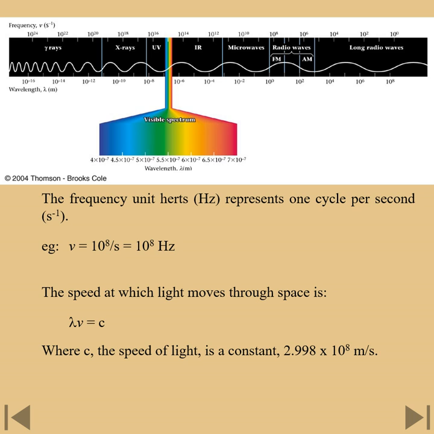If light is going through water or glass, it actually slows down a little bit. We're not going to worry about that. We're always going to be using that 2.998 times 10 to the 8th meters per second. And so do note, since the speed of light is constant, if we know the frequency, we can calculate the wavelength, or if we know the wavelength, we can calculate the frequency. In other words, if you're given one, you can always calculate the other.